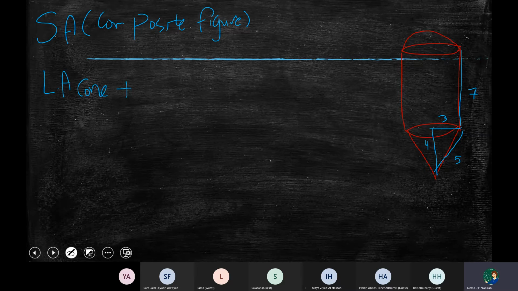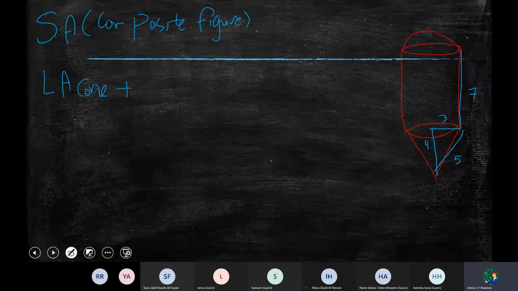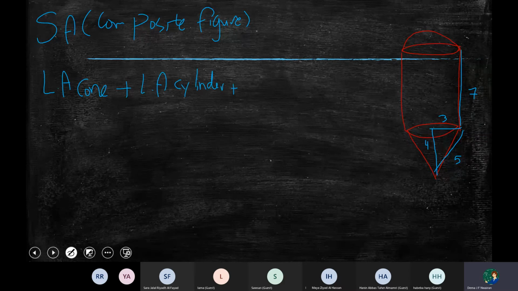Now look at the cylinder. What did I see from the cylinder here? Did I see its bases? No, I only see the lateral area of the cylinder. Plus, now look at the sphere. What did I see from the sphere? Did I see the whole sphere or half of the sphere? Half. So I will say half the surface area of the sphere.